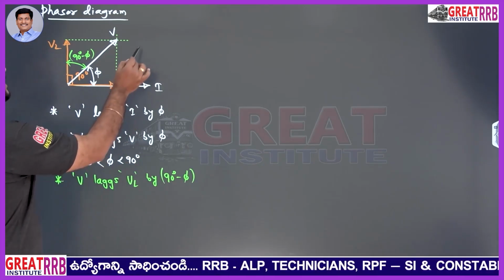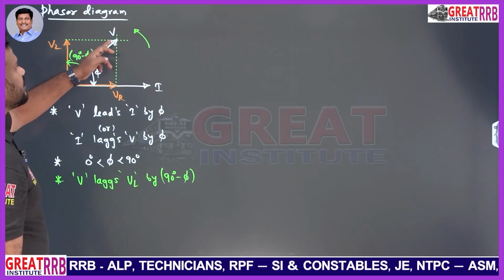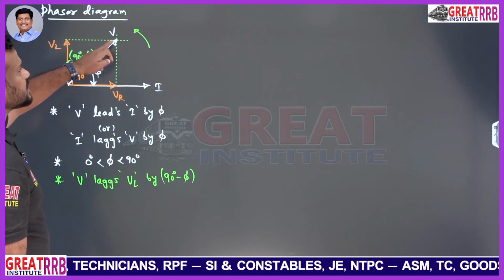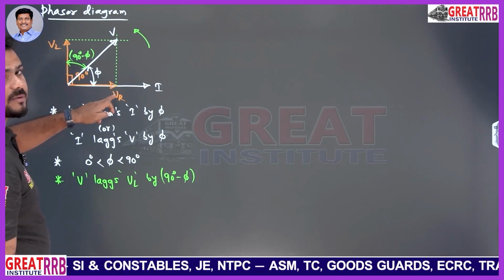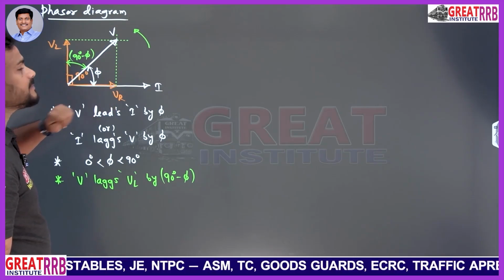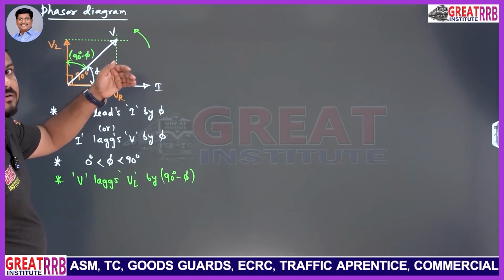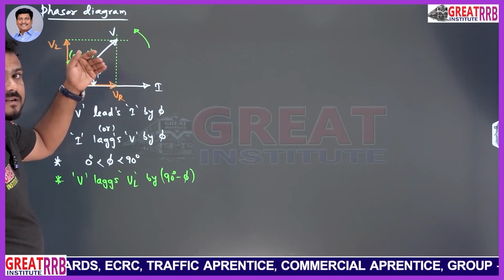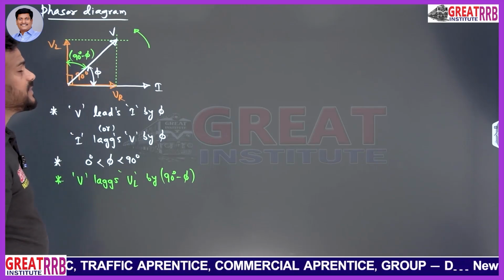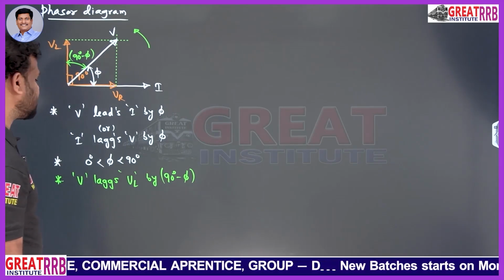So you can observe here as the vector rotates in this direction. Therefore, what is V here? V is nothing but total supply voltage. VL is nothing but voltage across the inductor. VR is nothing but voltage across the resistor. And this is the current which remains the same. In a series circuit, the current will remain the same, so I have taken current as the reference for the phasor diagram, right?